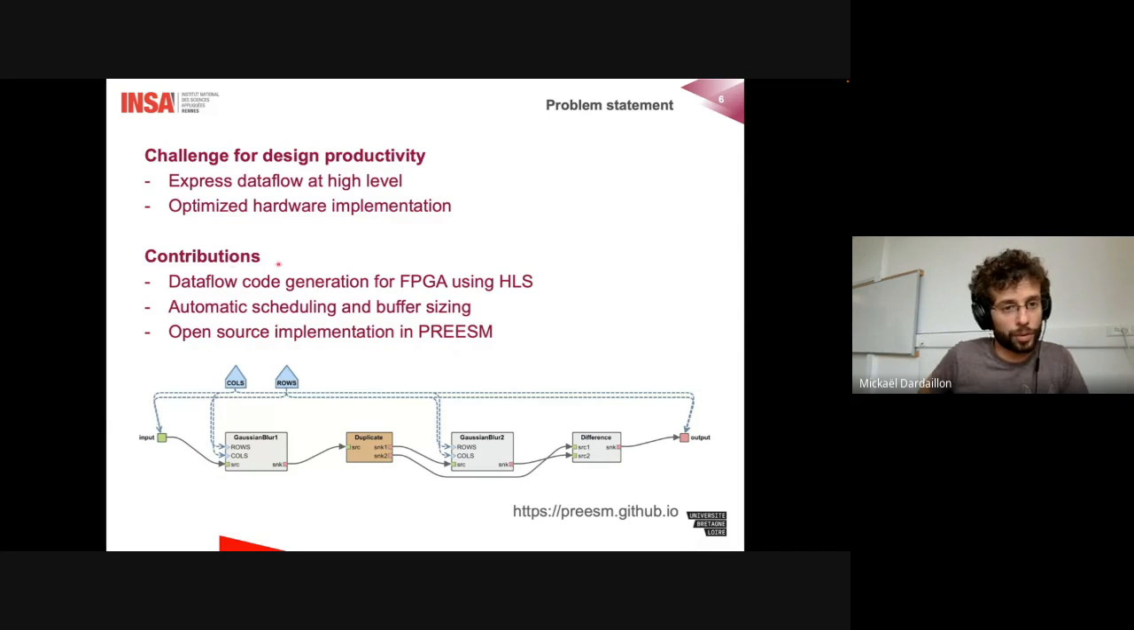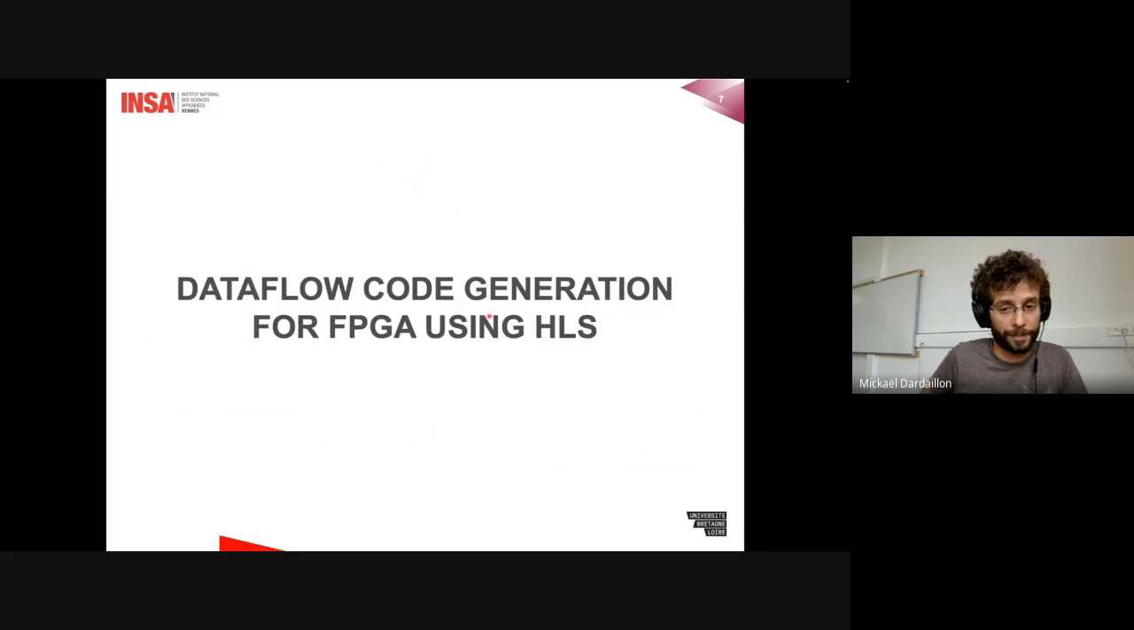So we have two big contributions. I'm going to present them one by one. First, the Dataflow code generation for FPGA using high-level synthesis, and then automatic scheduling and buffer sizing. First things first, Dataflow code generation for FPGA using high-level synthesis.